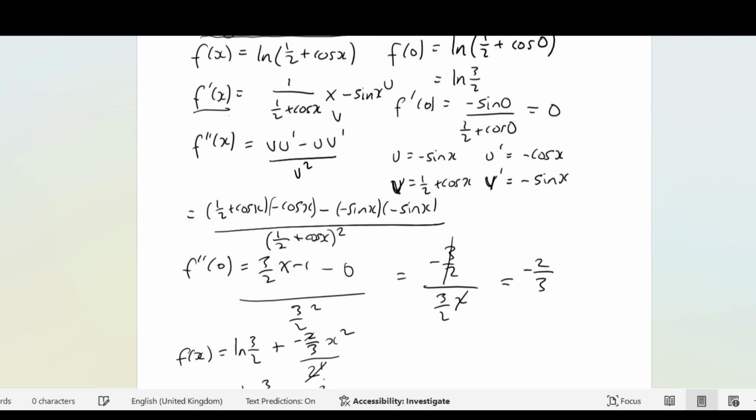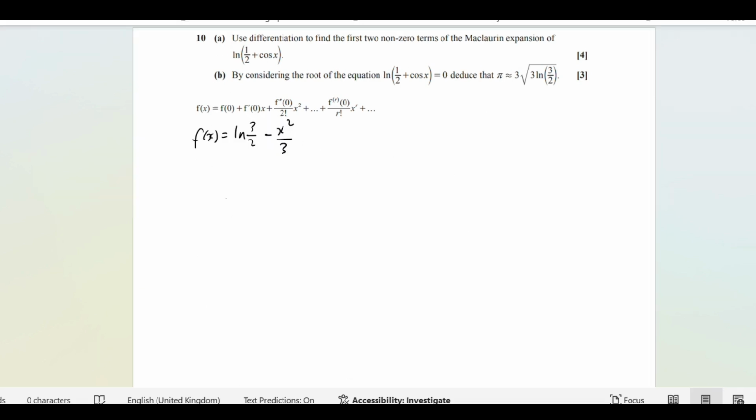Now, we'll move on to part B. As you can see at the top, I've written down the solution to the previous part, part A, and so now we're going to move on to part B. It says, by considering the root of the equation ln half plus cos x equals 0, deduce that pi is approximately 3 times the square root of 3 ln 3 over 2.